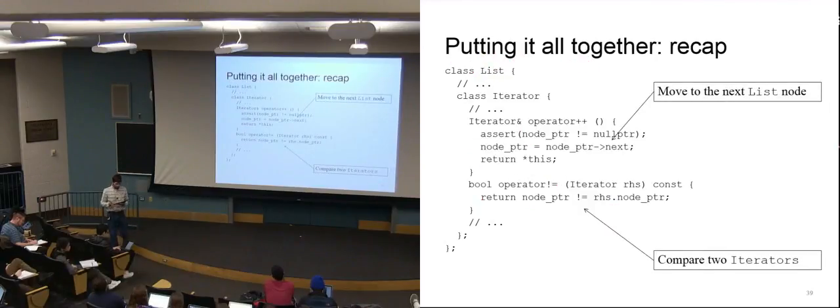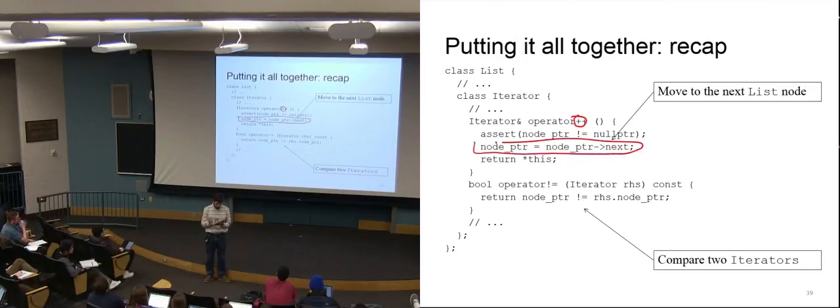We also need to move the iterator to the next node in the list. That's the prefix increment operator. To move, we go node pointer arrow next. That's the important line of code here.